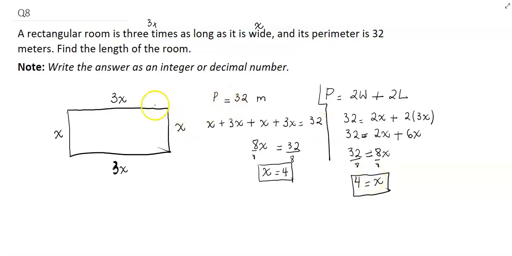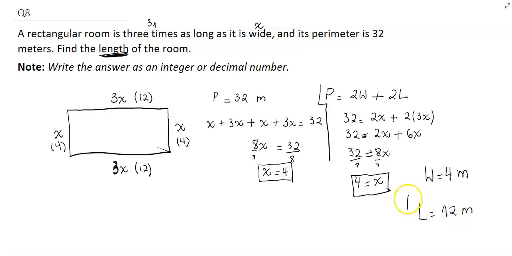Now let's go back. Don't jump and put your answer that your answer is 4. Let's see what the problem is asking. They are asking the length of the room. Your x is the width. So here is 4, and here also 4. So if the length is 3 times, it will be 12, and here it will be 12. Then your final answer is width is 4 meters, but the length is 12 meters. And this is what this problem is looking for.